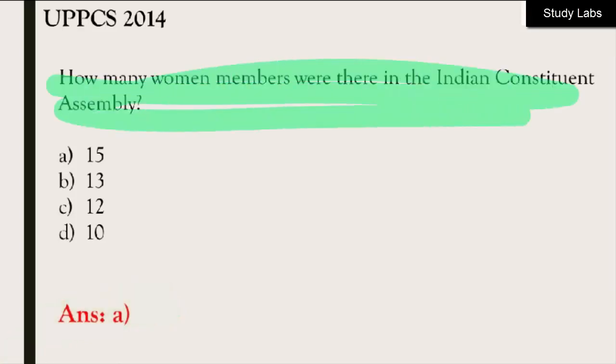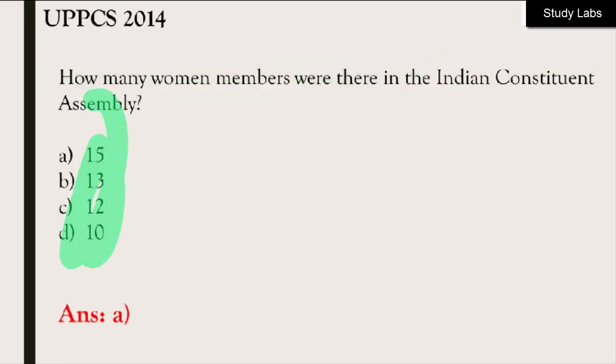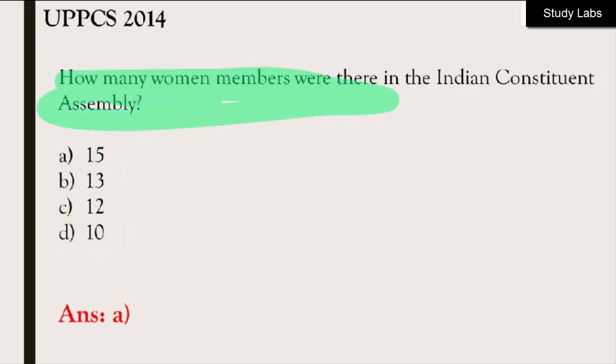When you study this chapter, the historical background, either from polity or from history, you can refer to Spectrum for history. What do you study? You study how many members are in the Constituent Assembly, how many seats are allocated to the British provinces, how many to the princely states, and how many seats Congress won and how many seats the Muslim League won. You focus on that, but the question here is: how many women members were there in the Indian Constituent Assembly? The options are 15, 13, 12 and 10, and the correct answer is A. This is an out of the blue point, and you have to focus on these things also.